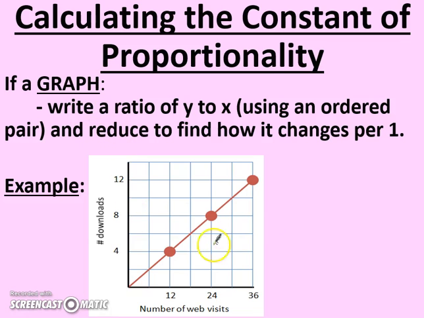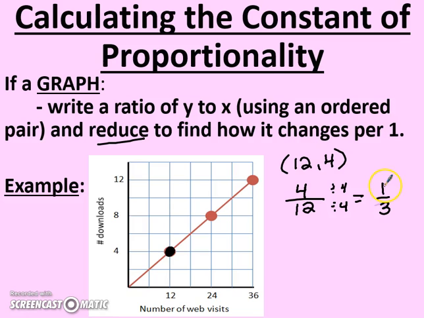So to use a graph, find any ordered pair. I like to use the lowest numbers because we have to reduce them less. So see this point right here? This is the point 12, 4. Write a ratio of y to x. Well, when y is 4, x is 12. Reduce that, which reduces by 4, so the constant of proportionality is 1/3. If you were asked to write an equation, it would say y equals 1/3 x. The constant of proportionality gets multiplied by x.